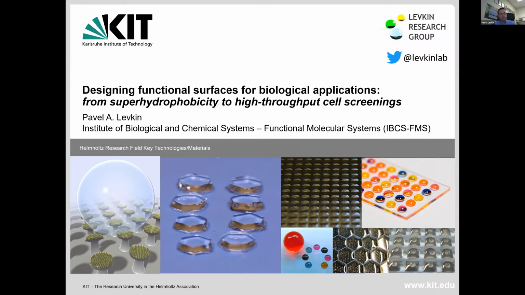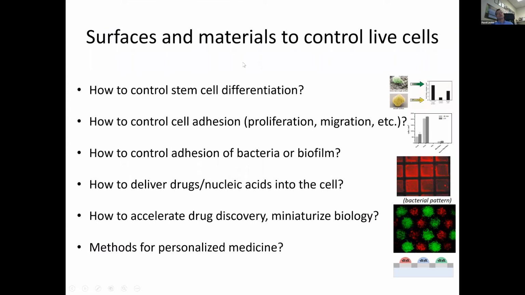What kind of questions are we aiming at? Here you can see some examples. We are interested in understanding how we can use artificial surfaces to, for example, control stem cell differentiation. How we can use surfaces or materials to control cell adhesion, proliferation, migration. How to control adhesion of bacteria and biofilms on surfaces, which is a big problem in medicine, in hospitals and industry. How we can deliver drugs, nucleic acids into the cell.